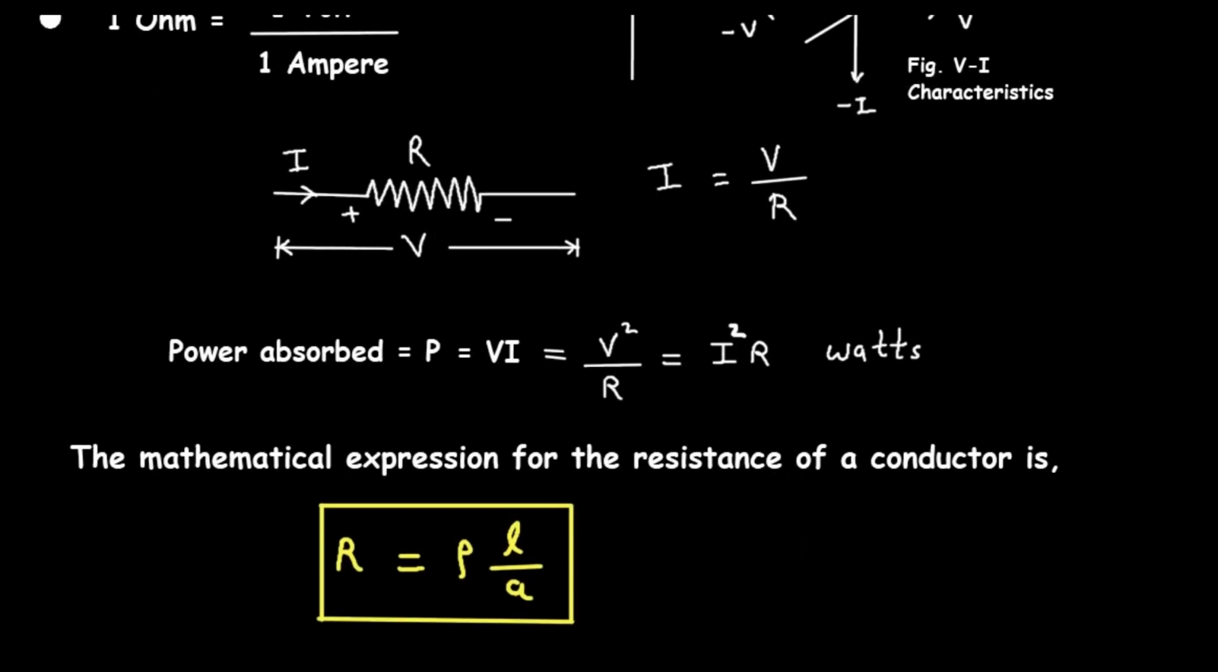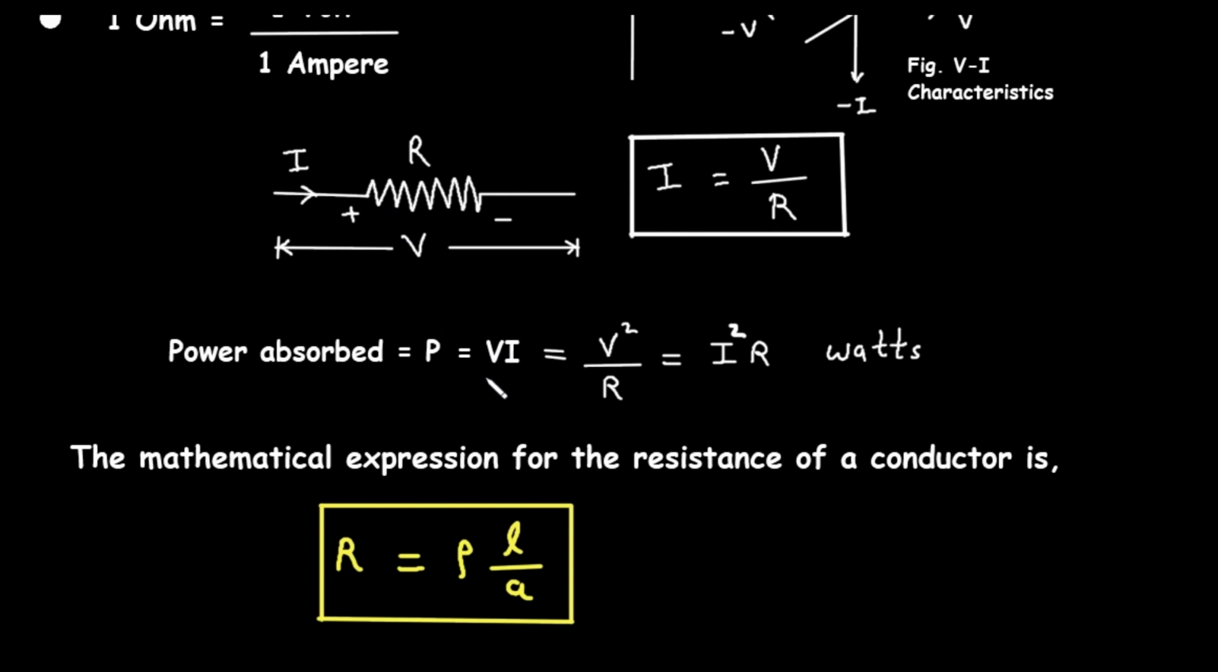Next, this is the symbol for a resistor. Here this is current I, and this is the voltage across the resistor, and this is our Ohm's law: I is equal to V upon R, that is, current is equal to voltage divided by resistance. So this is Ohm's law. Now for this resistor, power absorbed is P is equal to V into I. Remember that the resistor absorbs the power because it is a passive element.